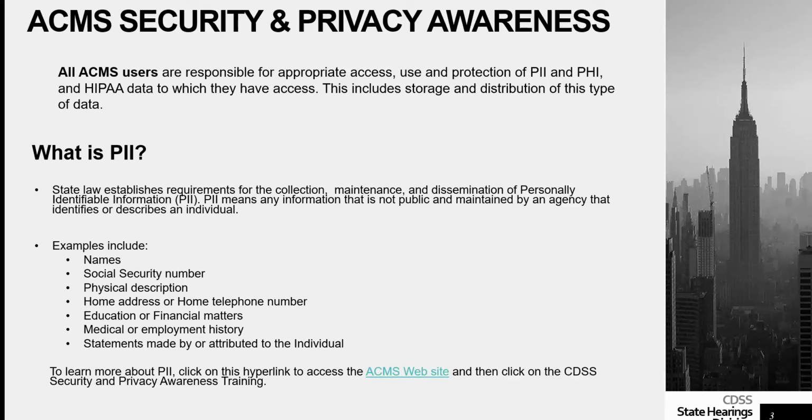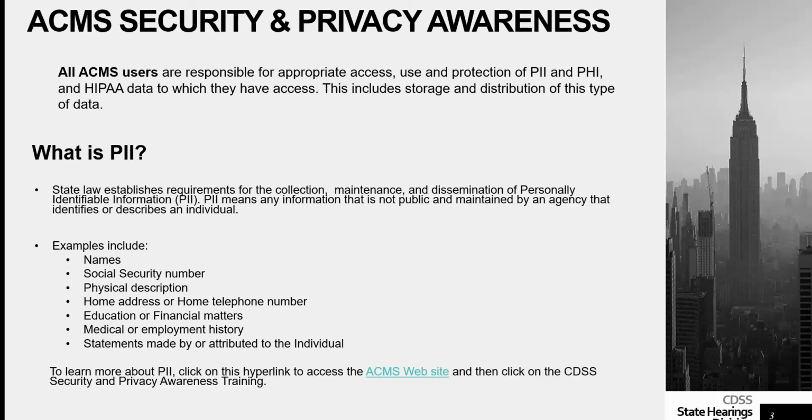When you agree to have a user account in ACMS as a business partner, you agree to maintain that privacy and security. If that is breached for any reason, then we can revoke the user's permissions into the system. Some of the PII you are exposed to in ACMS are, of course, people's names, in some cases social security numbers, and definitely home phone and home or physical address.